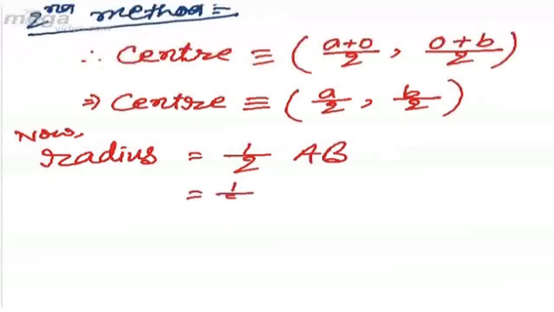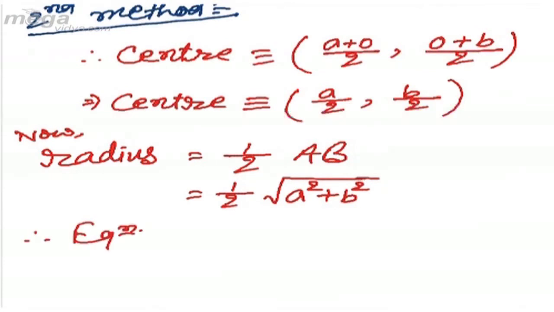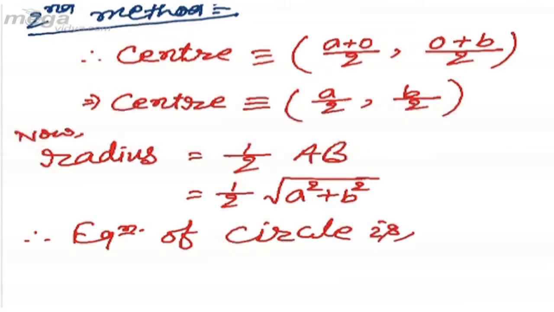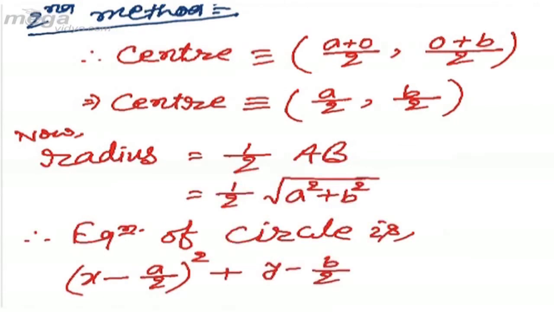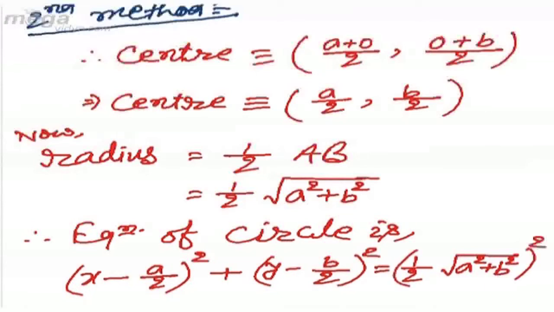I am using here the Pythagoras theorem, which is root under a square plus b square. So this will be the radius. You have the center, you have the radius. So the equation of the circle is, the formula is (x minus h) whole square plus (y minus k) whole square is equal to r square. So we can use here (x minus a by 2) whole square plus (y minus b by 2) whole square is equal to half root under a square plus b square, whole square.